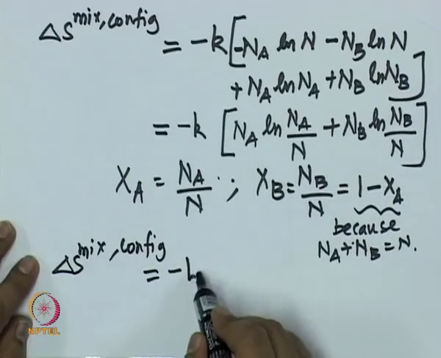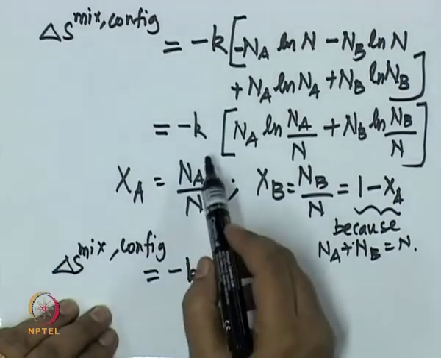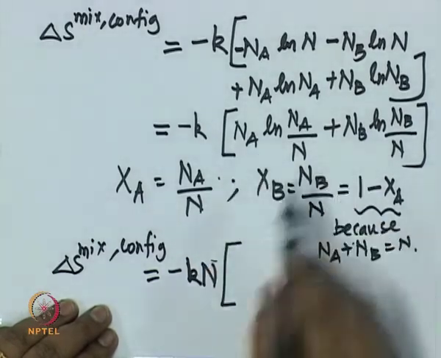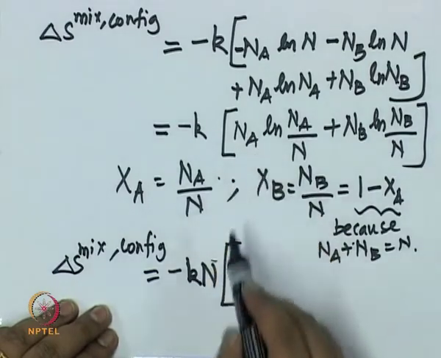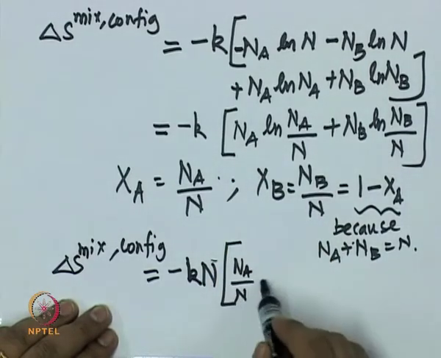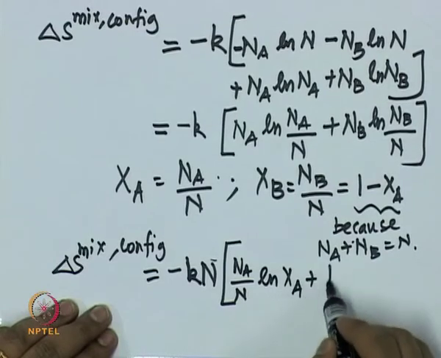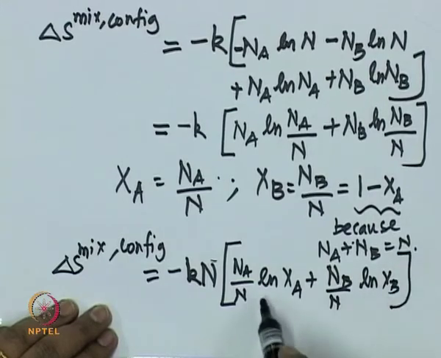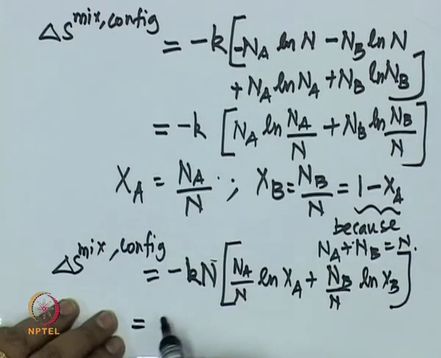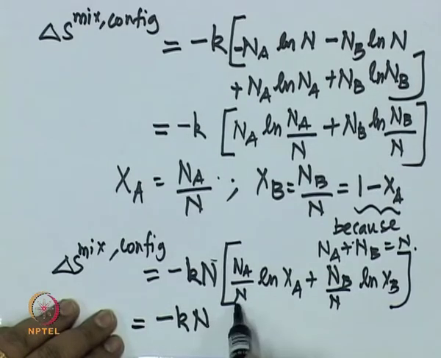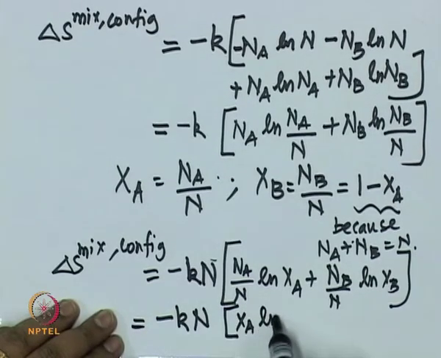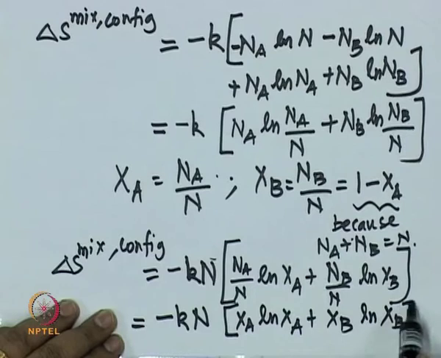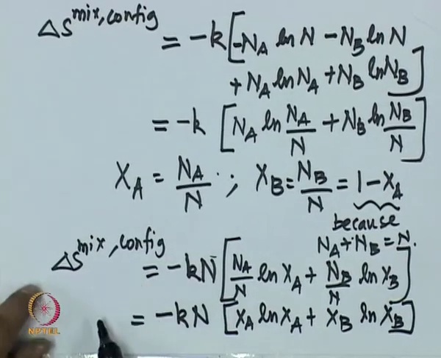as minus k. Let me also multiply by n here and divide by n here. So, I have Na by n logarithm of Xa plus Nb by n logarithm of Xb. But again Na by n is Xa. So, we get the expression minus k n Xa log Xa plus Xb log Xb. So, this is the configurational entropy.